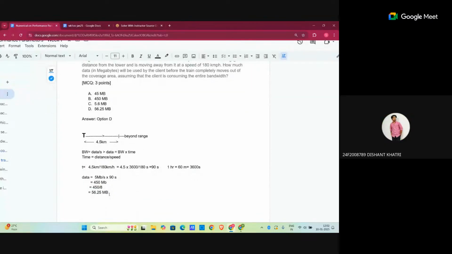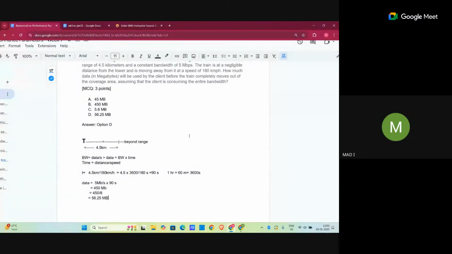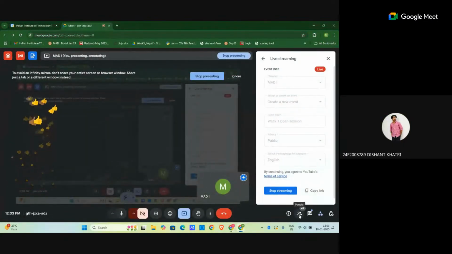Ma'am, can you explain this formula? Data is equal to bandwidth into time. How did it come? We did it by unit balancing. You can consider it like this: suppose I have only one client, and I have a Wi-Fi connection. It has, say, 1 Mbps, and there is only one client. Let me take some names.